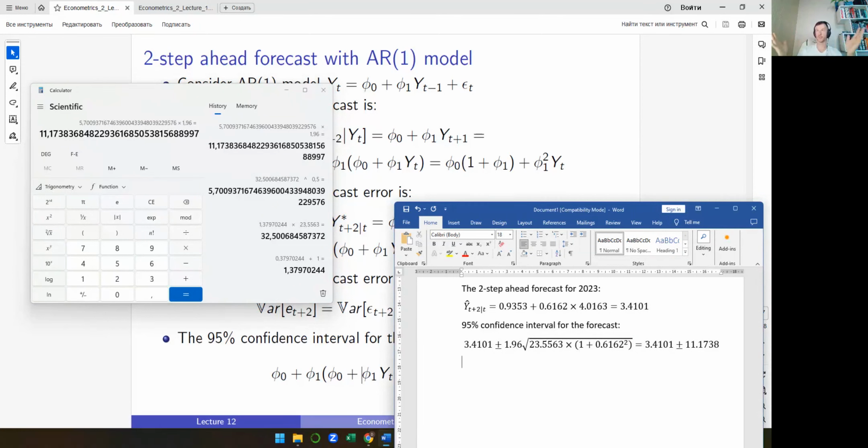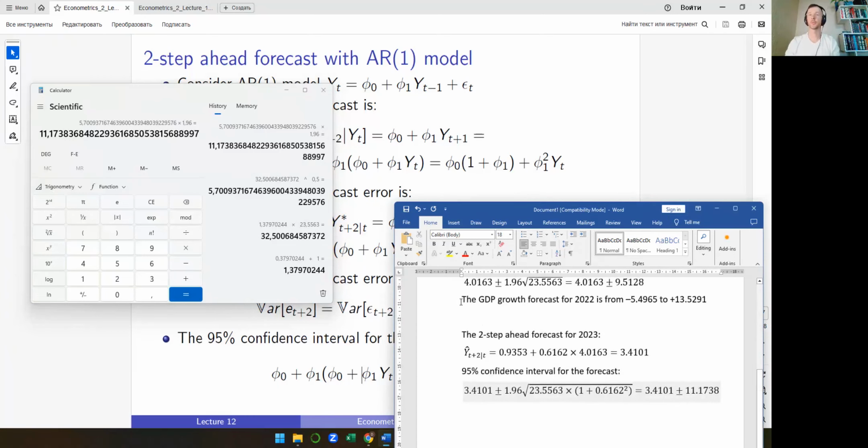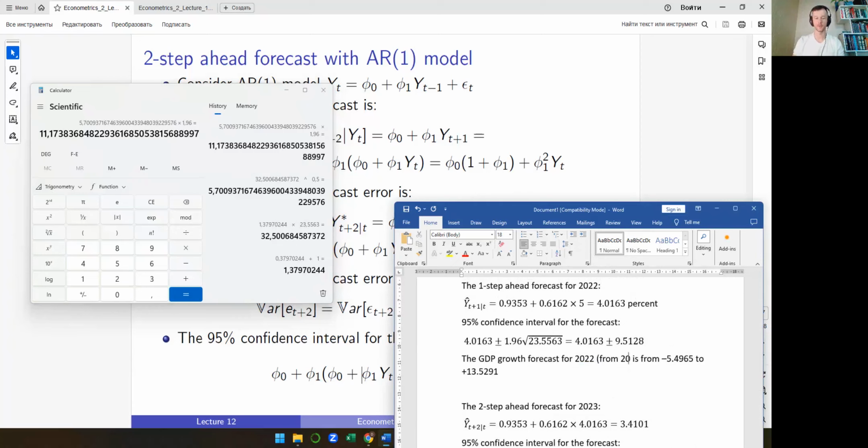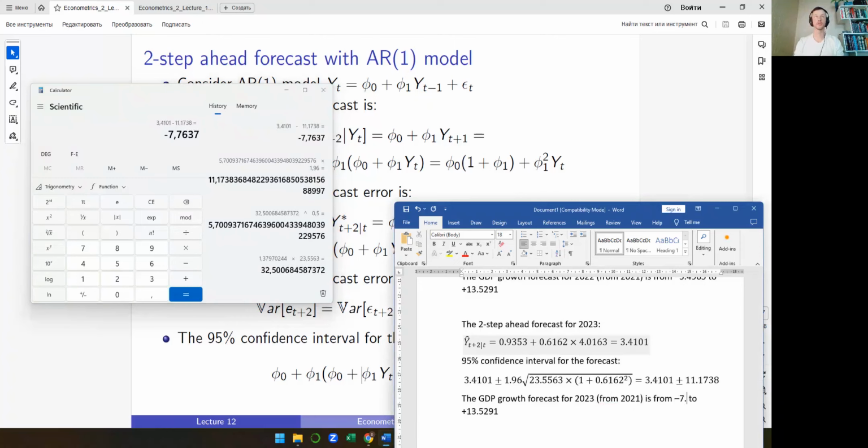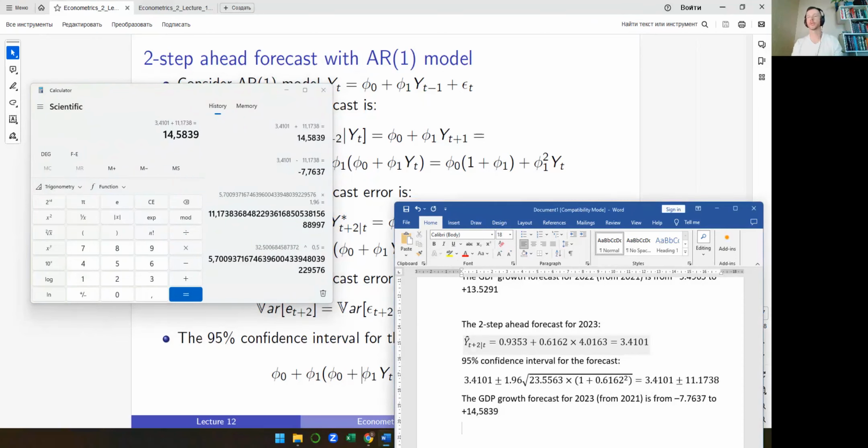So you see that the uncertainty expands, right? The further in the future we are trying to look, the larger is the uncertainty about this future. So finally, the GDP growth forecast for 2023, again from 2021, so this is important. We assume that we are in 2021. So 2023 from 2021 is from 3.4101 minus 11.1738, so from minus 7.77637, to 3.4101 plus 11.1738, to plus 14.5839, something like this.